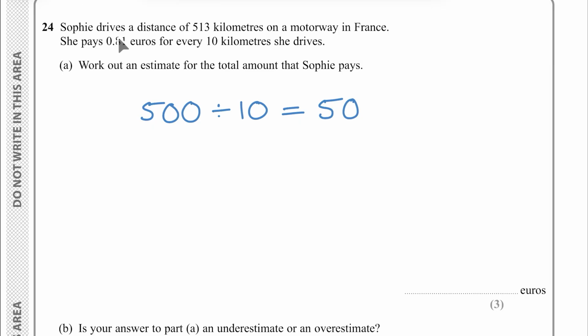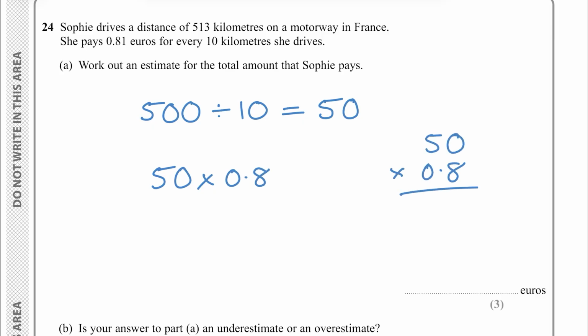So if we multiply that by 0.8, 50 multiplied by 0.8, we show that. 8 times 0 is 0. 8 times 5 is 40. And then we get the decimal point there. And that's a good rounded amount.